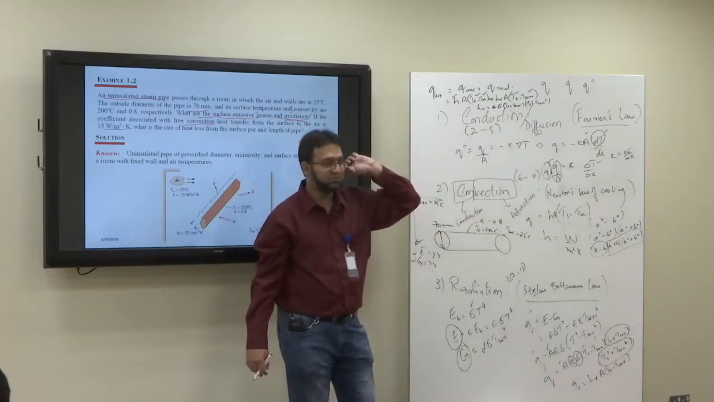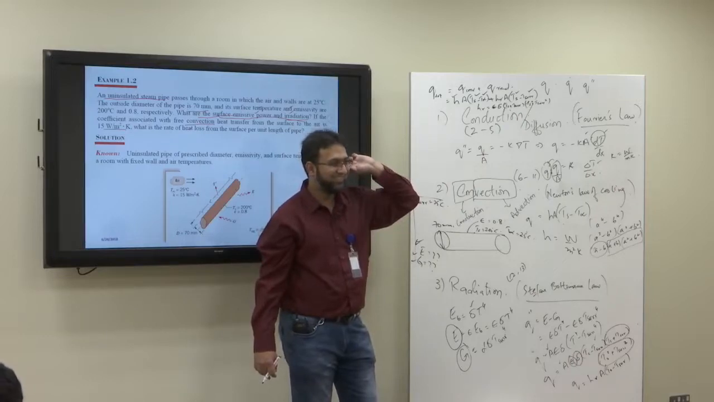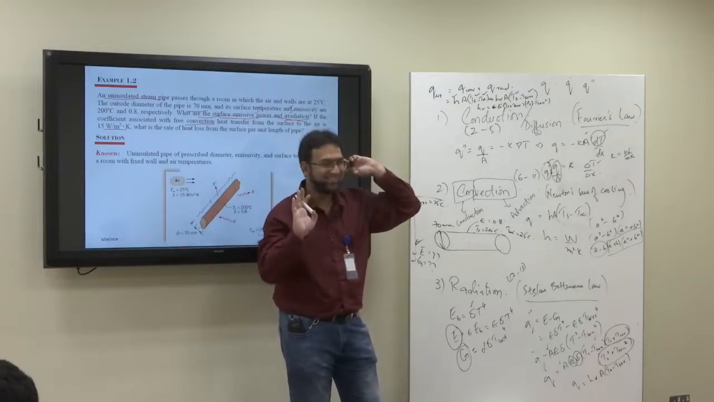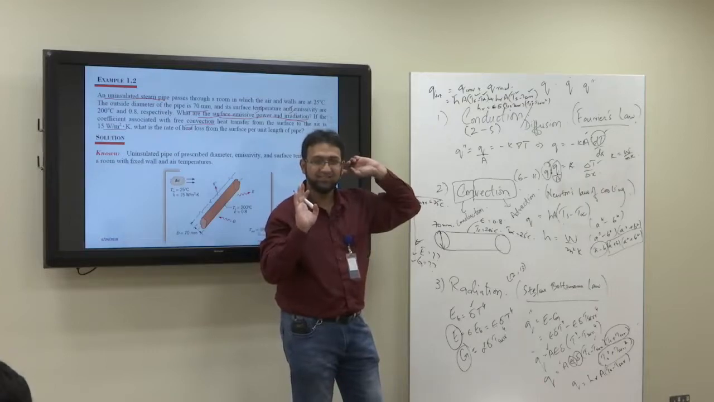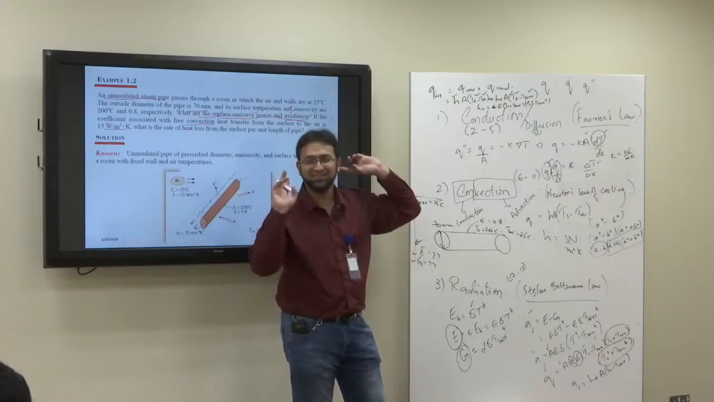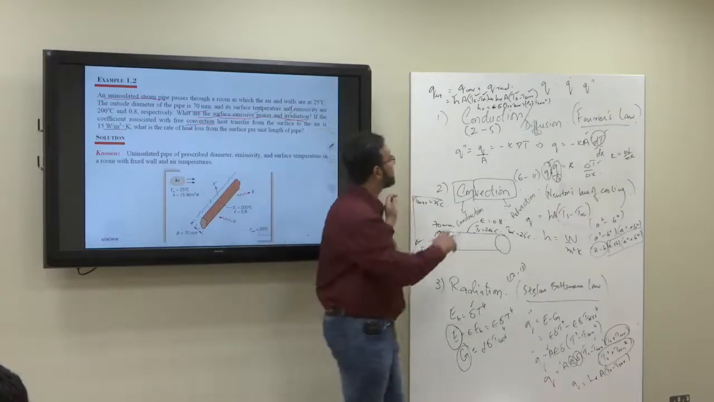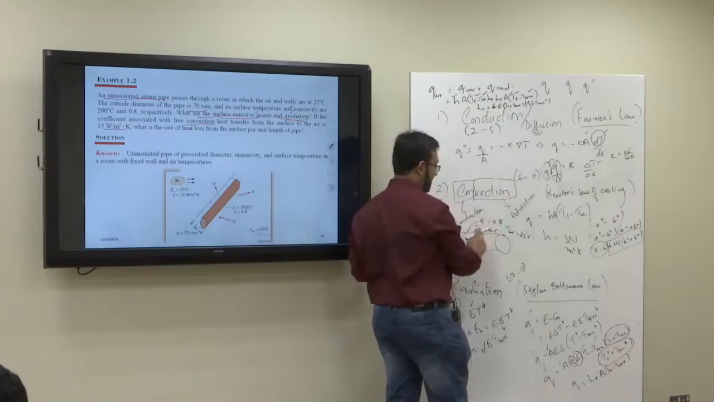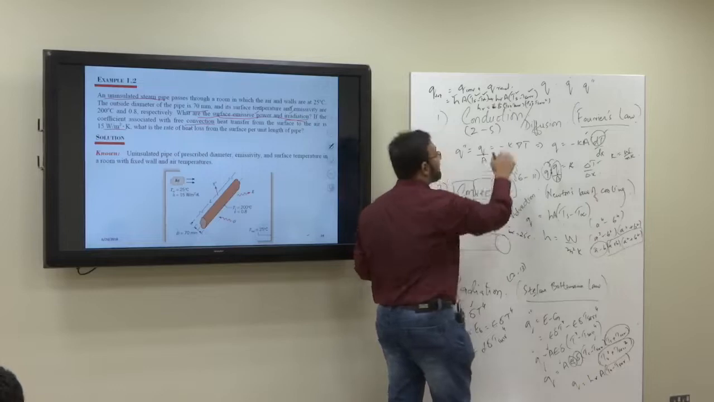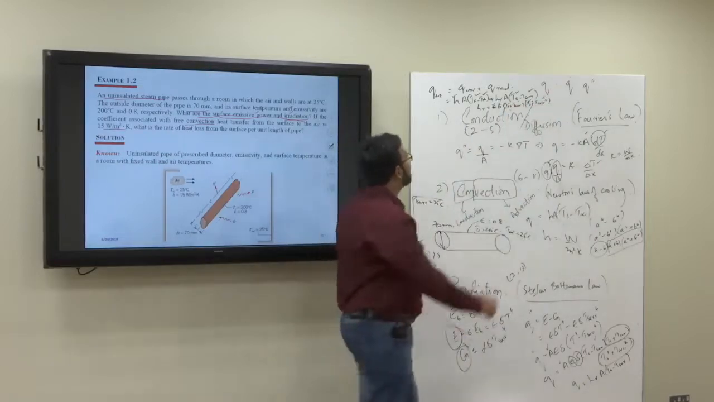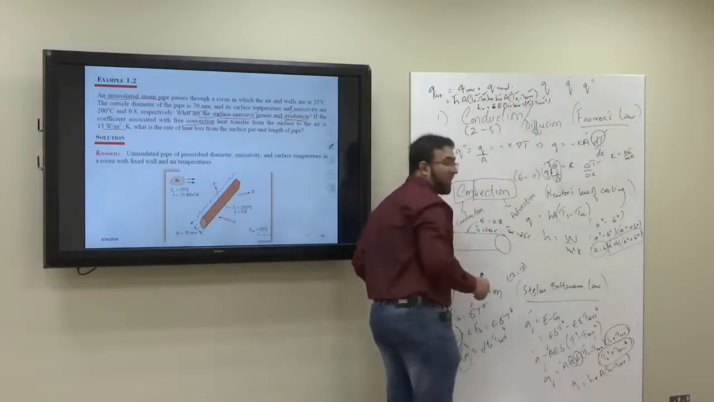You're still processing this in your mind. It's okay, no problem. I give you time, process it. Sigma is a constant, its value is known. Is it okay? Now epsilon is given for the pipe. Emissivity is given. Sigma is a constant. Ts known, T surrounding known. hr is known. What about A?